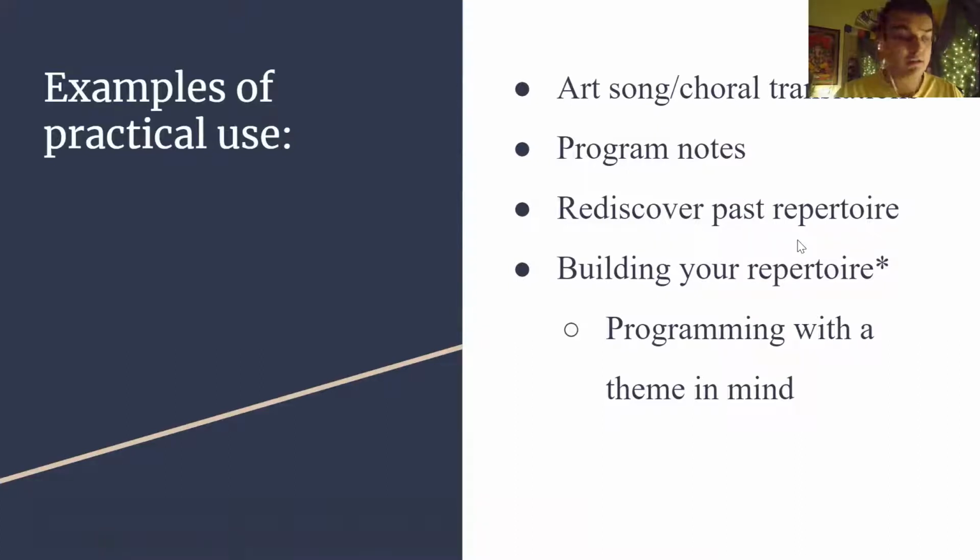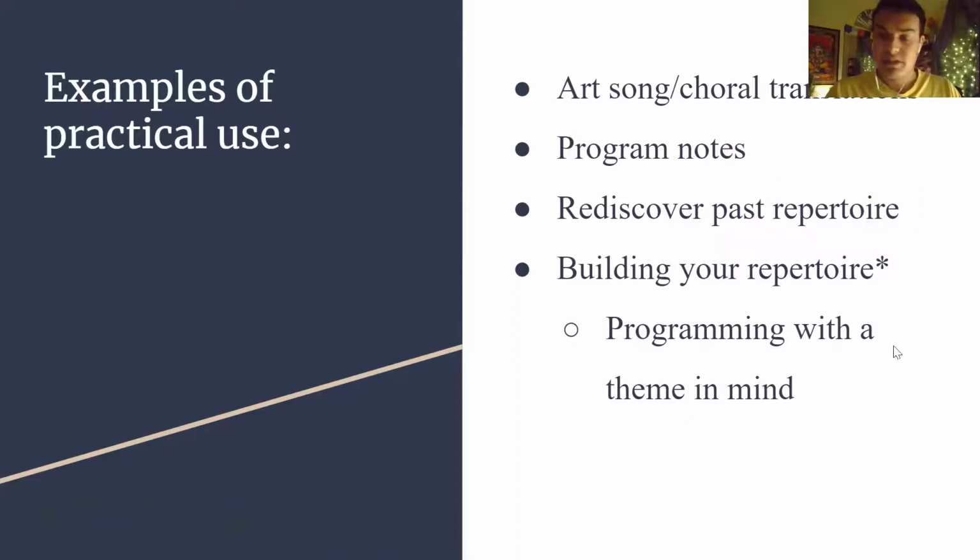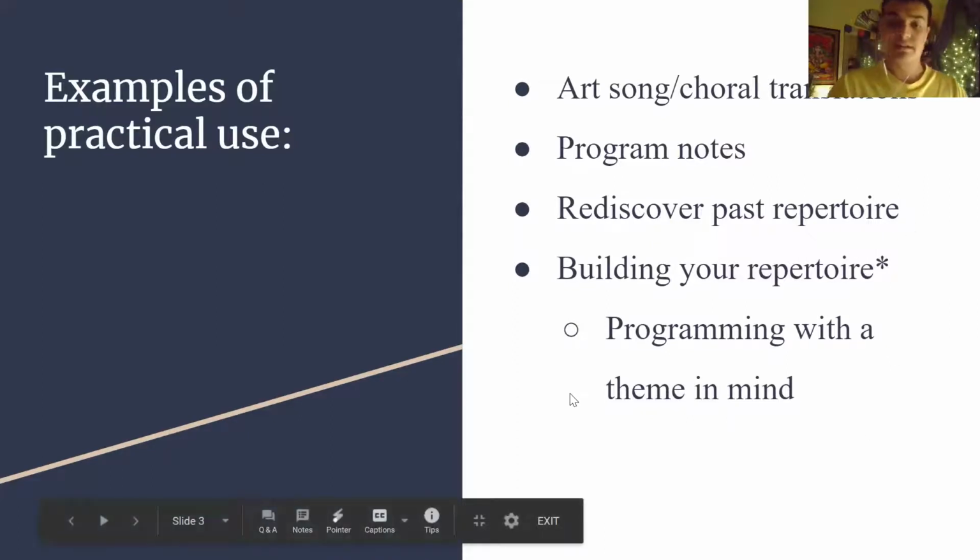And by that, I mean, for example, maybe you sang a song in high school that you really, really liked, and you're not really sure you remember the title of it, you don't have the score, but you think you know the first line. You can search that first line, and it's pretty likely that you will find it, especially if it's public domain. And you can finally use it to build your repertoire. There's a slight caveat to this, but I'll get back to that as I get there.